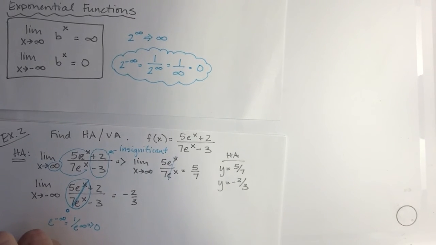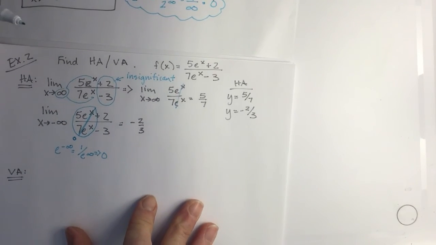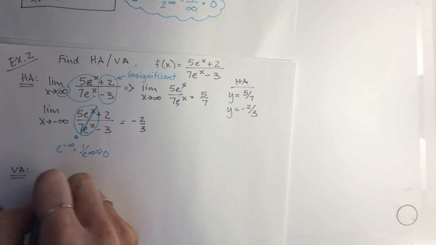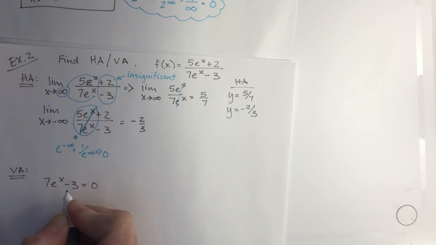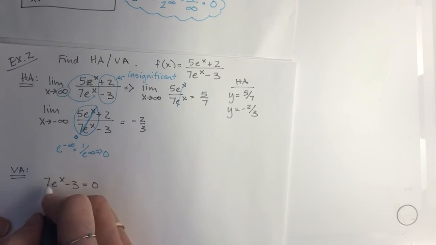Okay, and then let's not forget our vertical asymptote, because we know how to do it from the last video, right? First step, yep, you got it. Set the denominator equal to 0. Whoa, can we do that with an exponential function? Yeah, we can do that. It's no big deal, right? You learned this in pre-calc.